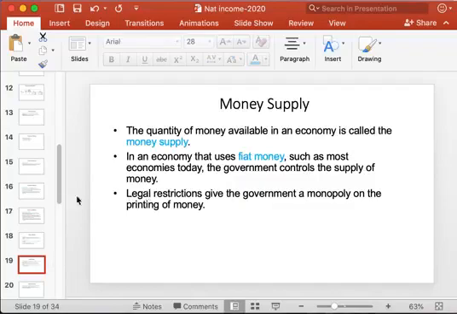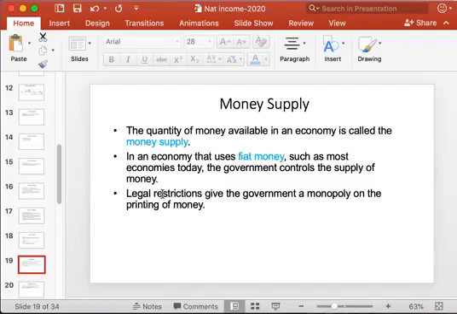Now, in your syllabus, there is what is called control of money and how money works. So now we have to talk about money supply in order to understand the concept of control of money. The quantity of money available in an economy is called the money supply. So in an economy that uses fiat money, the government controls the supply of money.